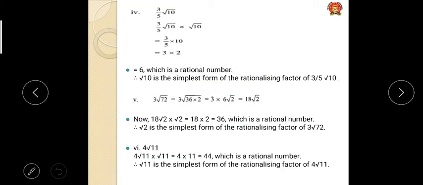Now 3 by 5 root 10. Root 10 is root 5 into root 2, because 5 2s are 10. 5 is also not a perfect square number, and 2 is also not a perfect square. Therefore, root 10 is the rationalizing factor of 3 by 5 root 10.